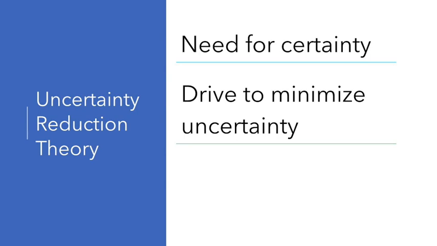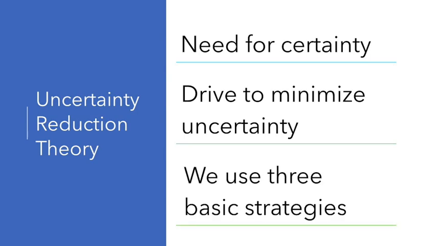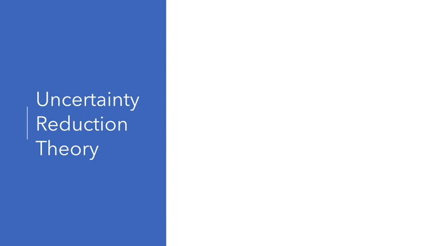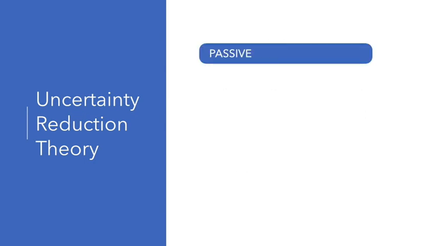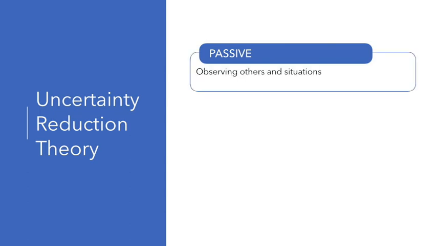If we're in an environment where we don't know a lot of people, one of our first orders of business is always to find somebody that we can meet and get to know and sort of anchor us into the social situation. And to do these things, we utilize three basic strategies. The first strategy is a passive strategy, which is observing others and the situation. We sit back, we watch, we kind of get a feel for what's going on in the room.